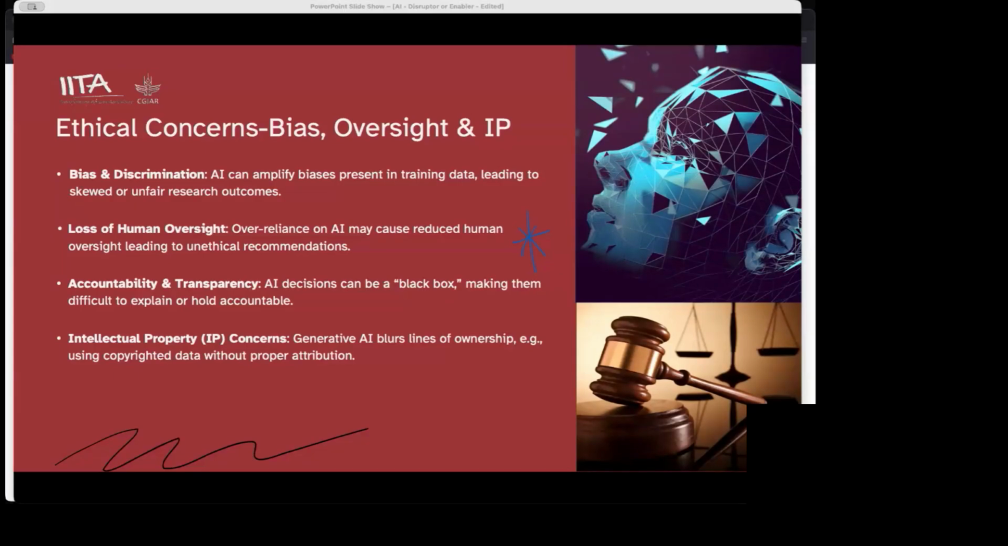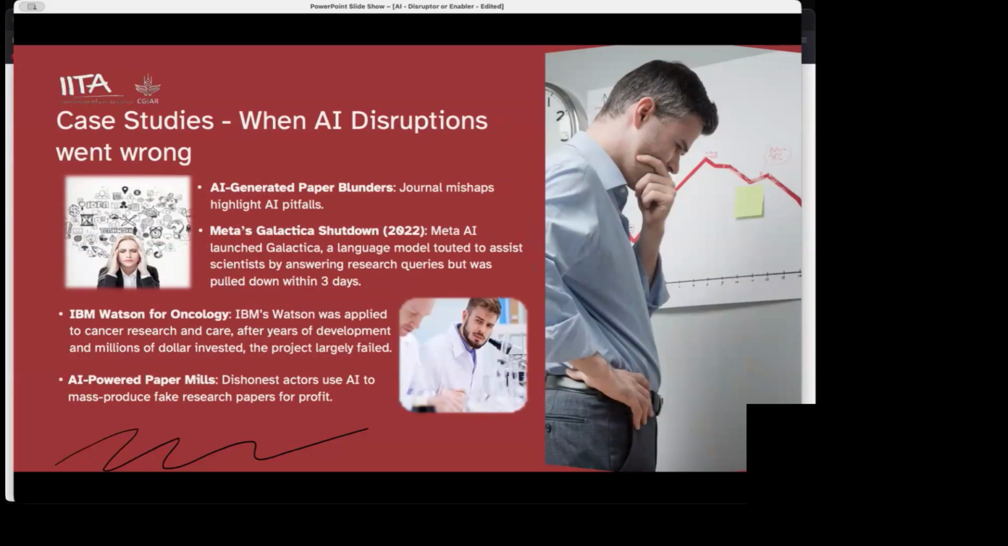AI forces us to tackle new ethical questions that were not issues before. So these are some of the concerns that come with AI adoption. And to really underline how serious this pitfall can be, let us look at a few real life scenarios where AI in research settings went wrong.